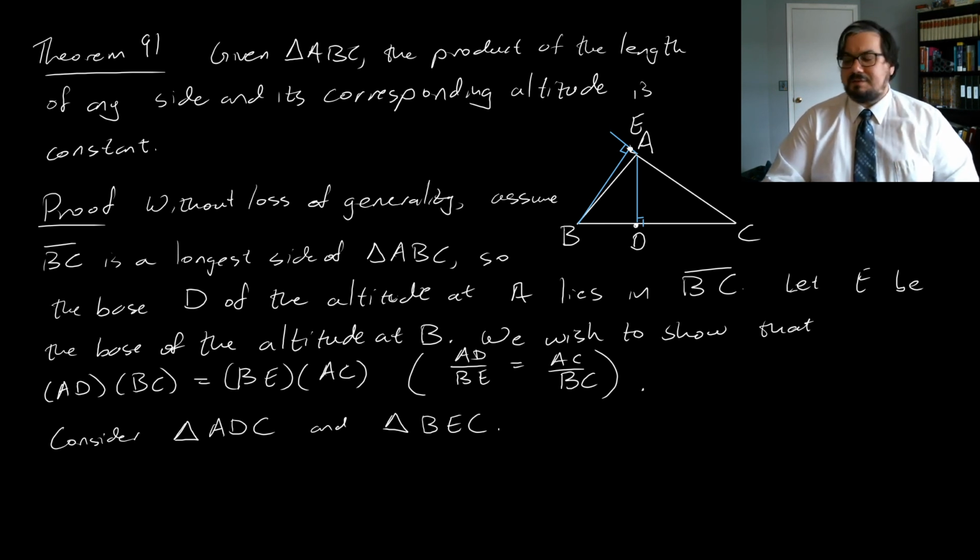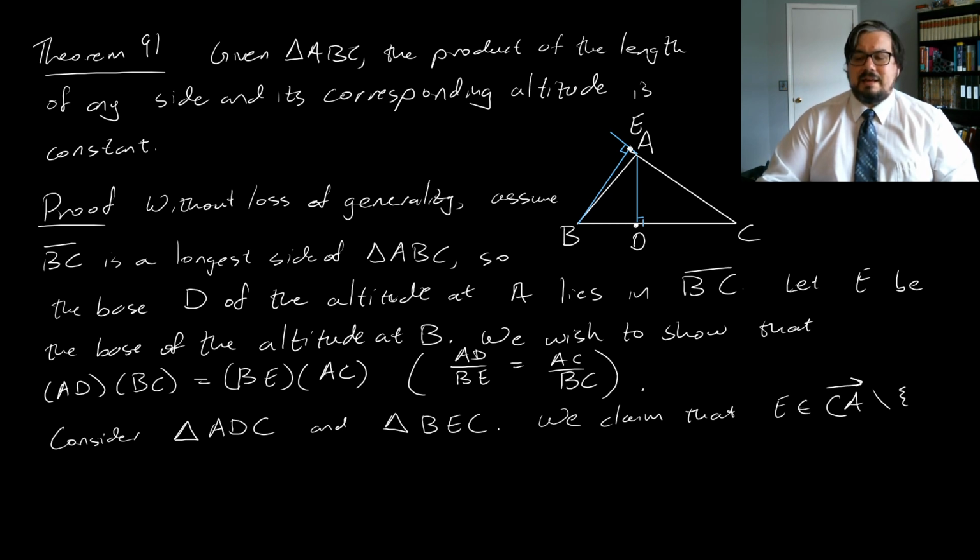So we have several triangles that we can look at in this figure, and I want to focus on these two. The first thing that I want to make sure of is that in these two triangles, the angle at C is the same. Now, in order to do that, I need to know that the point E lies in the ray CA. So we claim that the point E lies in the ray CA and is not C.